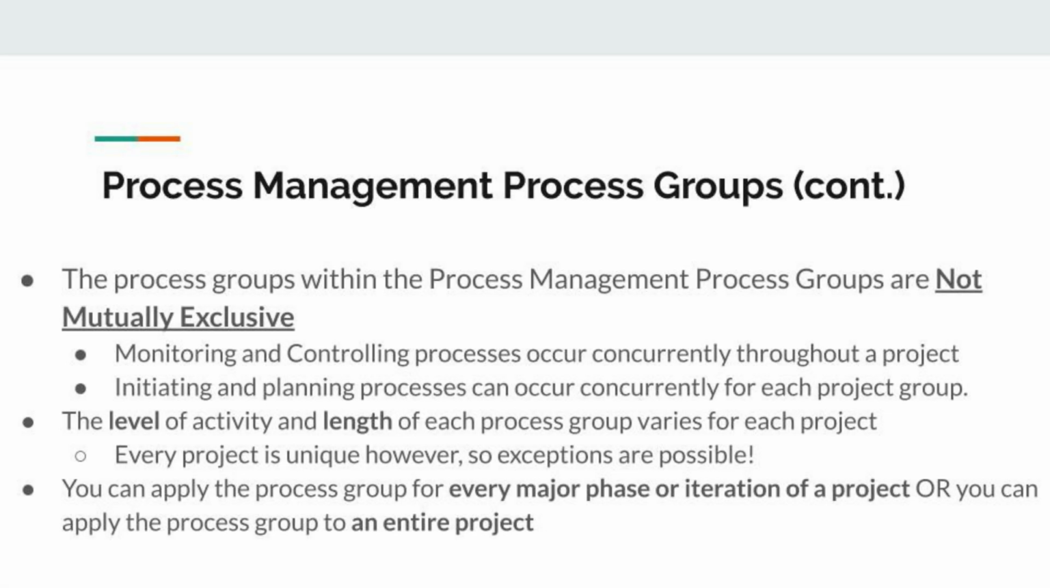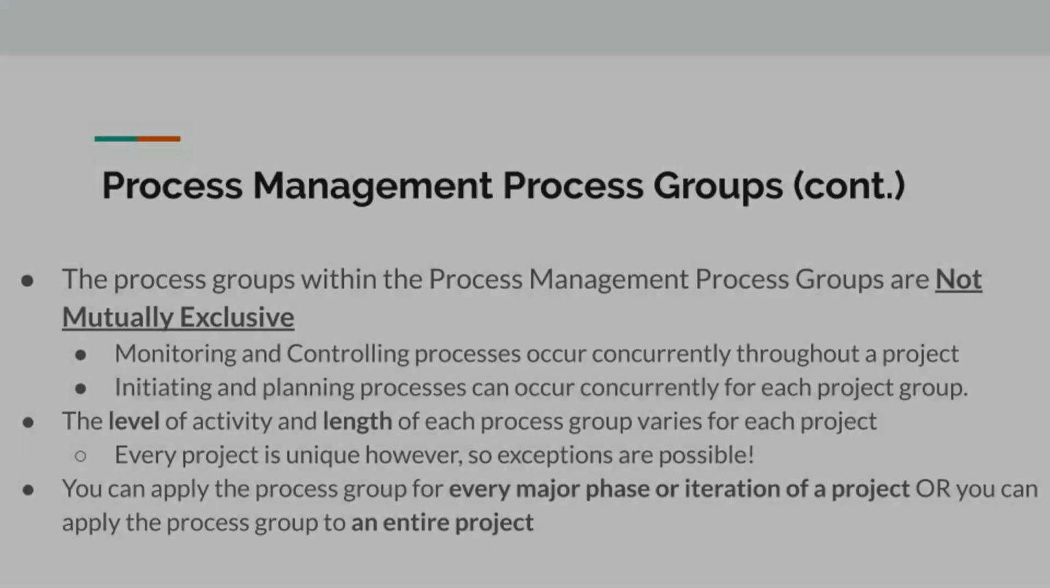It is important to note that the phases within the project management process groups are not mutually exclusive. This means that phases can occur concurrently throughout a project, such as the monitoring and controlling phase, and phases such as the initiating and planning processes phase can occur concurrently for each project group. In addition, the amount of time spent in each phase varies from project to project. The project manager is able to apply the process groups for each major phase of a project, or just apply them to the entire project as a whole.